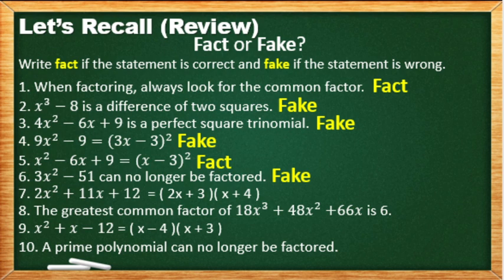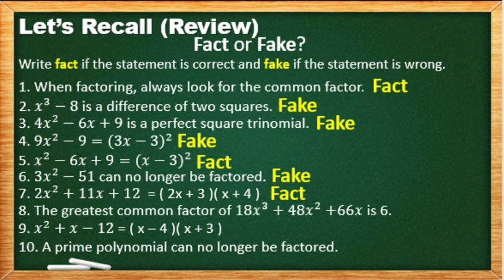And number 7. 2x squared plus 11x plus 12 is equal to the product of 2x plus 3 and x plus 4. By using FOIL method, 2x times x, 2x squared. 3x times 3x plus 8x, 11x. And 3 times 4, 12. So therefore, fact.